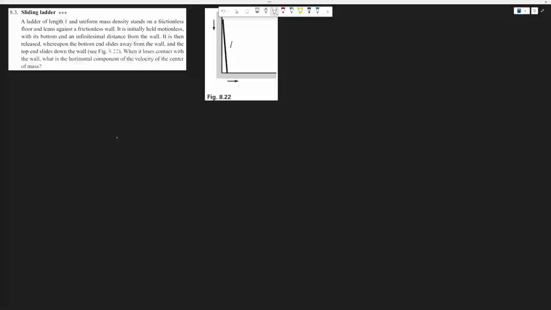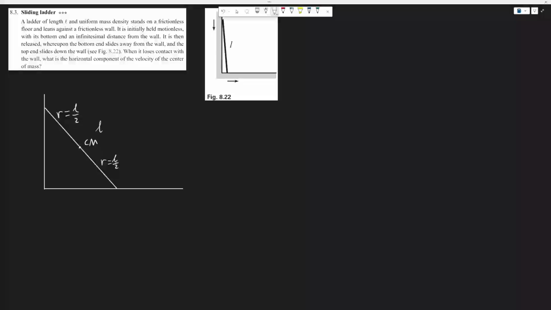Hi all. So today we're going to talk about this problem, 8.3, about a sliding ladder, and it's asking us: when it loses contact with the wall, what is the horizontal component of the velocity of the center of mass? So let's draw a free body diagram first. So length L, let's call this center of mass, which is in the middle of this ladder, so this is L/2. Let's just call it R, so then it's easier to write later.